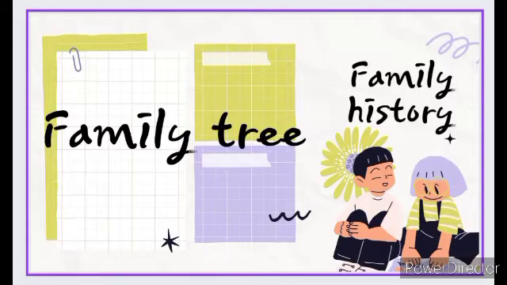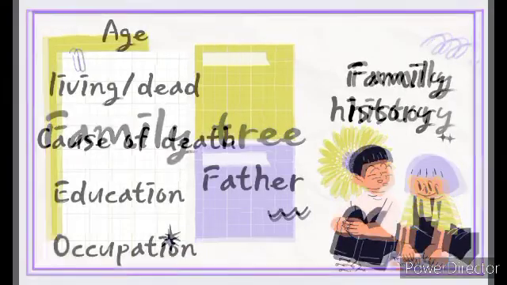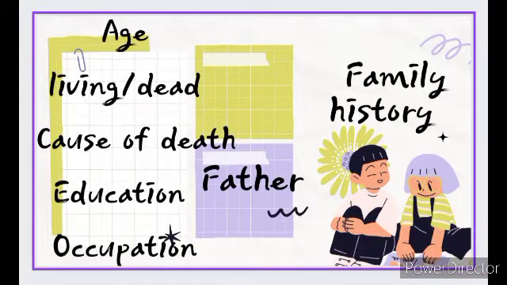So after that he is saying we have two brothers, so we will write according to their age. According to their age, we will write the younger brother and the two younger brother. So in this way we will write. After that, family history also includes age, living or dead, cause of death, education and occupation of the father.